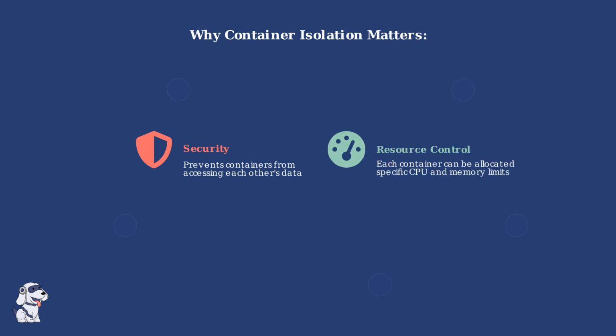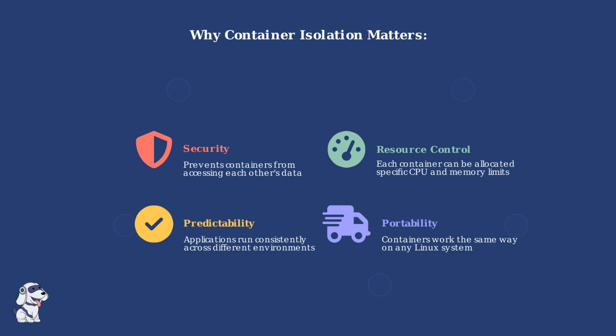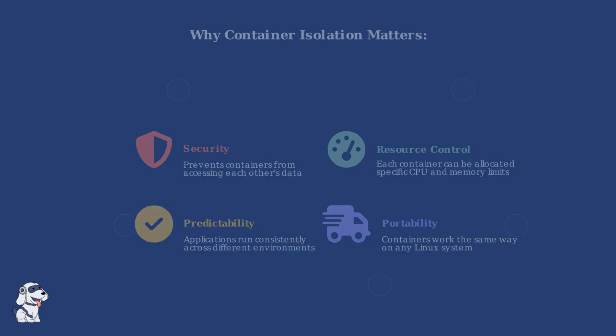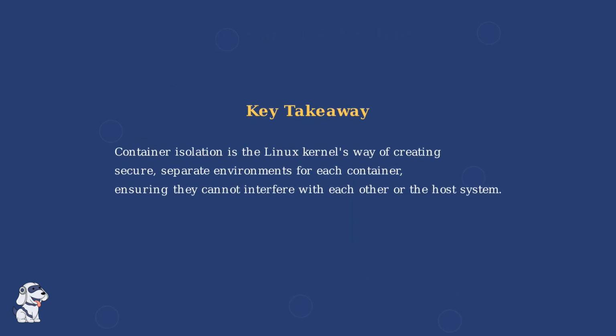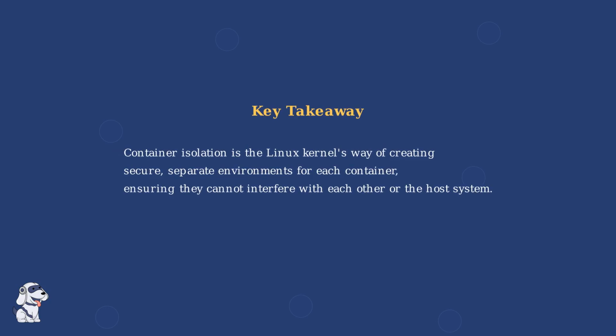It also enables precise resource control, allowing system administrators to allocate specific CPU and memory limits to each container. Container isolation ensures predictability, meaning applications run consistently across different environments, and provides portability so containers work the same way on any Linux system. The key takeaway is that container isolation is the Linux kernel's fundamental mechanism for creating secure, separate environments. This isolation ensures that containers cannot interfere with each other or the host system, making containerization both safe and reliable.